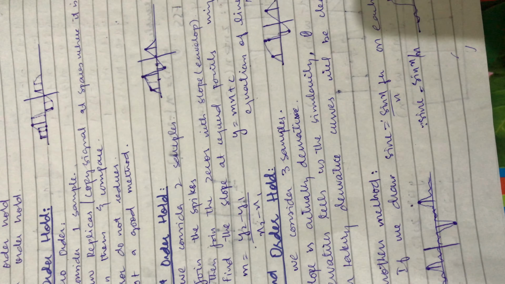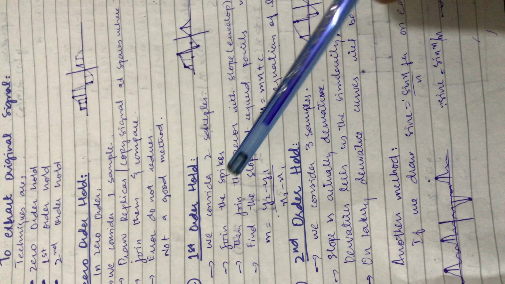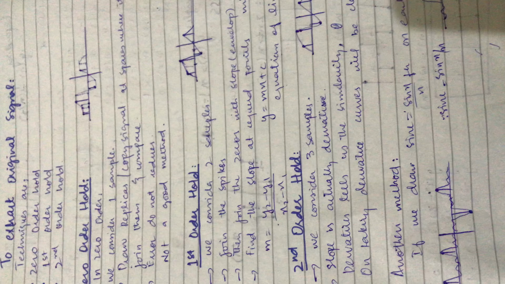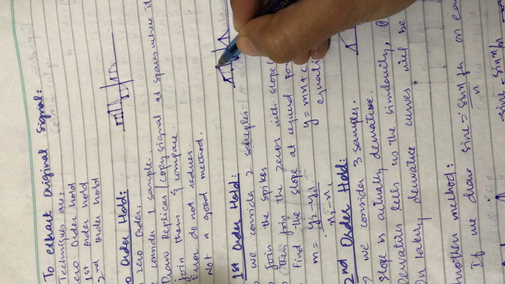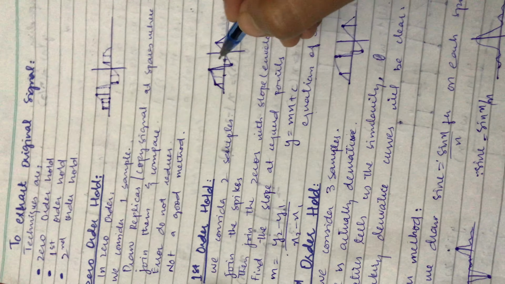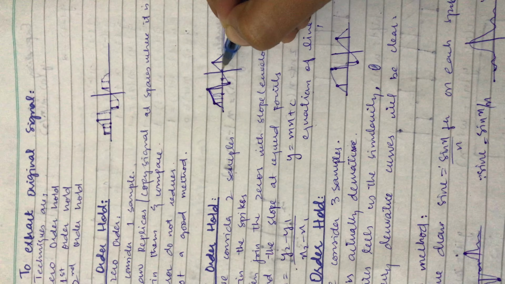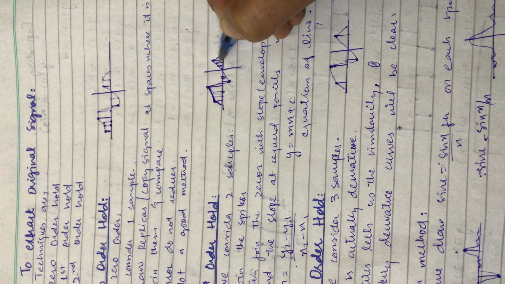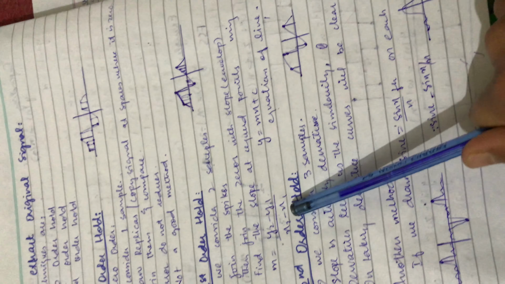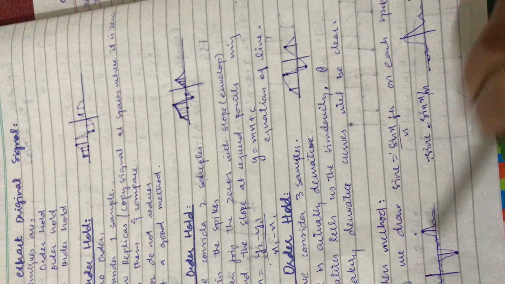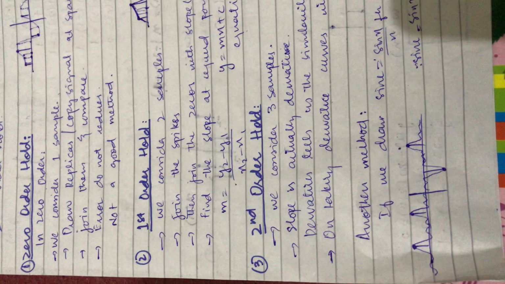The next one is the first order hold. In it we consider 2 samples. In the previous we were considering 1 sample, here we are considering 2 samples. We are doing the same thing, but here the first step is joining the spikes, then we join the zeros with the slope. Then we calculate the slopes at those points where the values were zeros by using this formula and the equation of a line. In the third method, the second order hold, we are considering three samples.